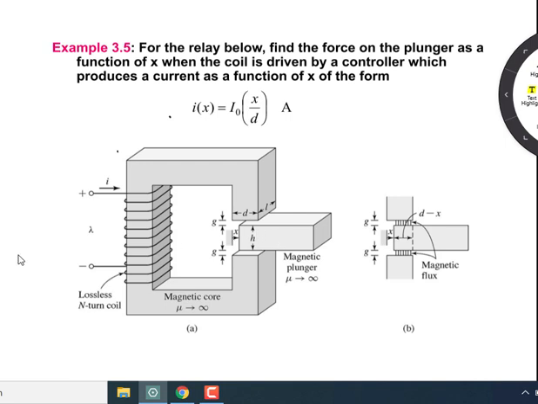Now we can write it in this formula. So what is our objective? Our objective is to find out the force experienced by this plunger. So what we can write here is, if you write the Lx, right? So what is Lx?